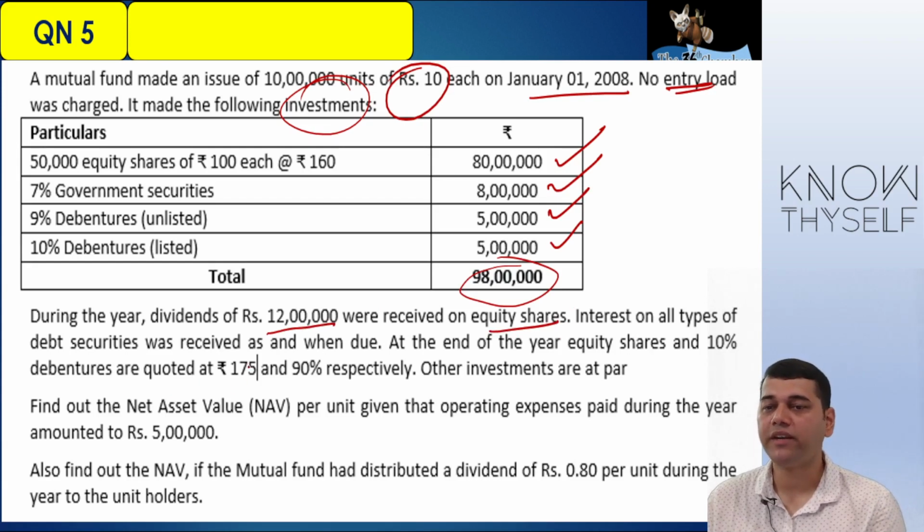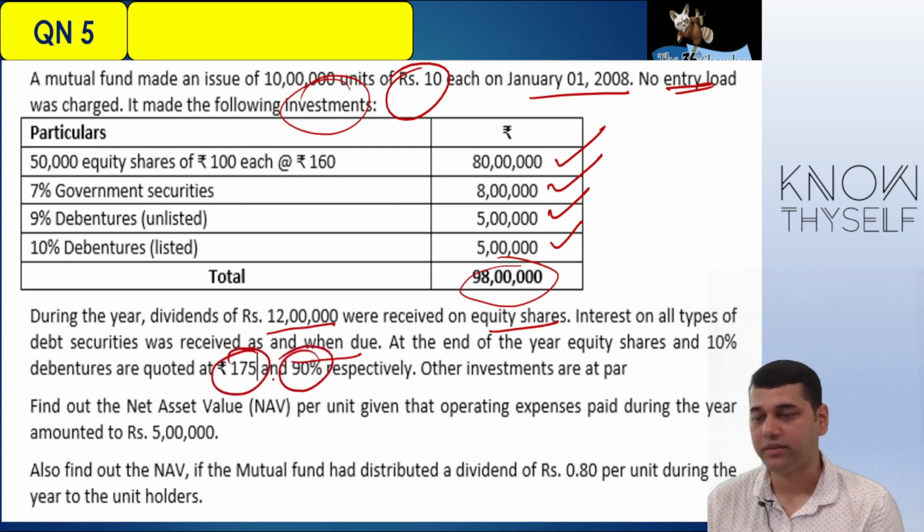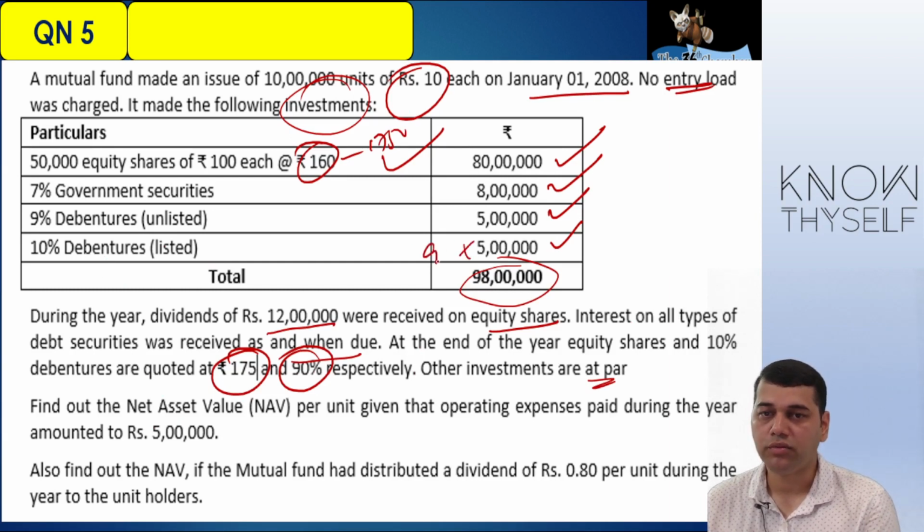Interest on all types of debt securities was received as and when it was due, and the outstanding was immediately received. At the end of the year, equity shares and 10% debentures are quoted at 175 and 90% respectively. Other investments are at par, no change in value. So equity shares were traded at 175, you invested at 160, it became 175, and the listed 10% debentures are quoted at 90% of value, at a discount.